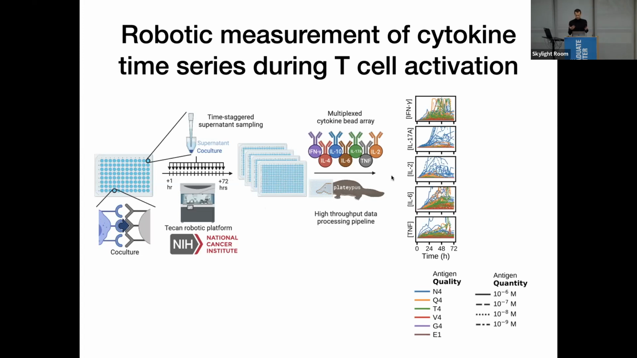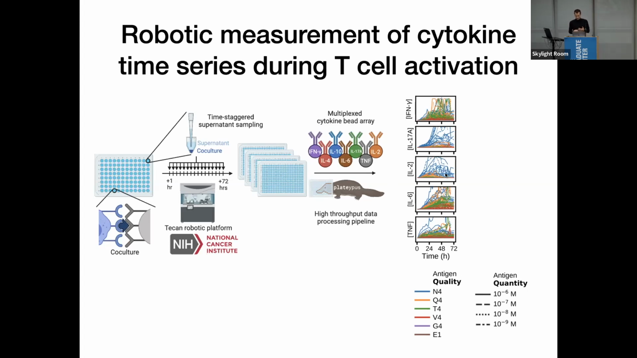And what you get in the end, let's say you run a few experiments with many co-cultures in each experiment, you get a large matrix of cytokine time series where the time series are caused by different antigens, here denoted by the different colors. And that can also be present in different concentrations, here denoted by the different line styles. So we have this matrix of data.